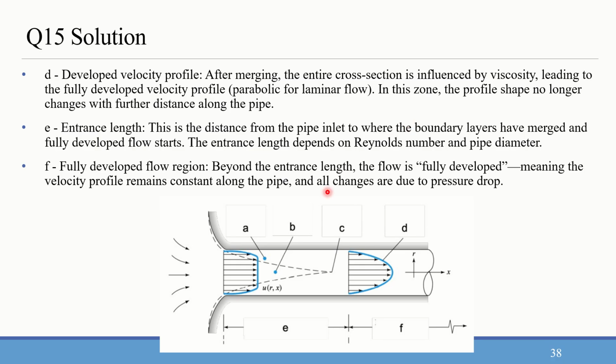And F is the fully developed flow region. So D is the developed velocity profile, and the distance beyond is the fully developed flow region. Till the point of entrance length, there will not be a developed velocity profile. Beyond that entrance length, the flow will be fully developed, meaning the velocity profile remains constant along the pipe, and all changes are due to pressure drop only. So that is for question 15.